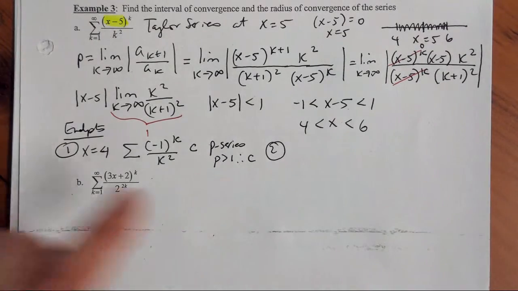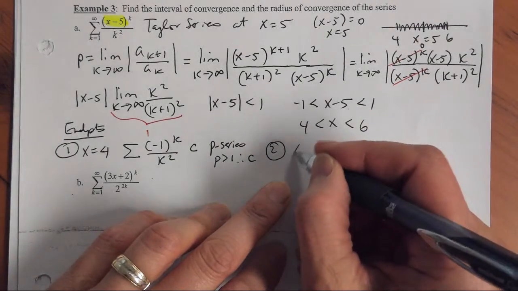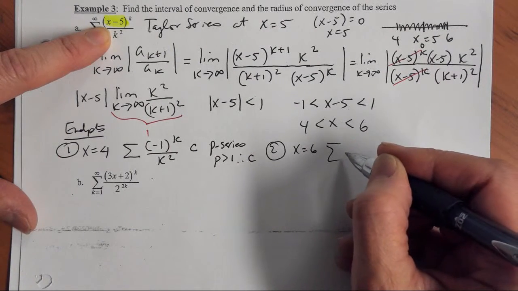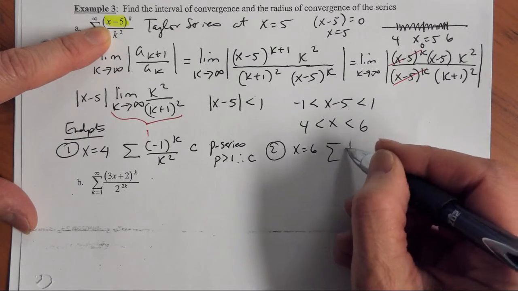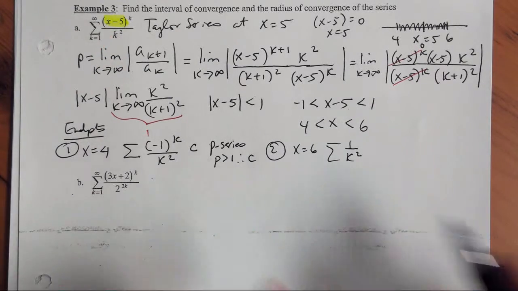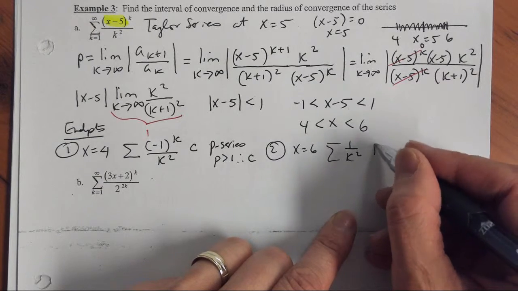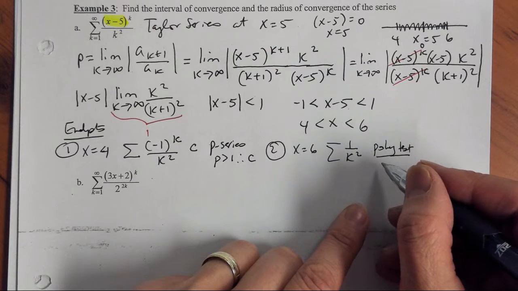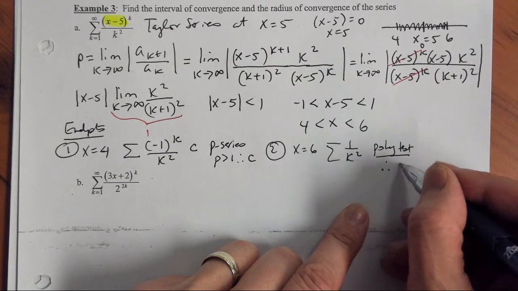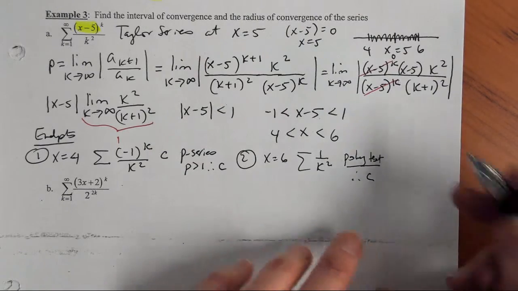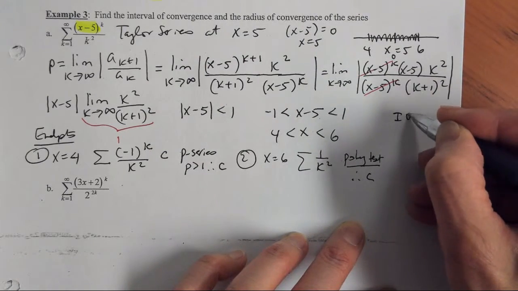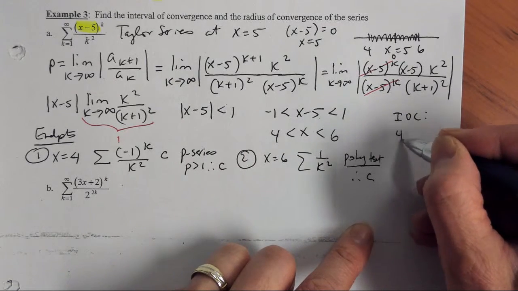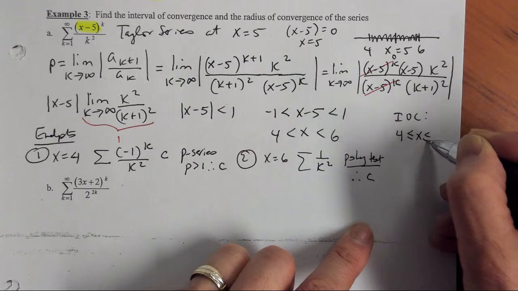And then the second part of this would be where x is equal to 6. If you put in 6, the alternator just goes away. So it's just going to be 1 over k squared, and that's pretty much what we have here. So this is also the p-series test, or you could use the same one on that. So then that also converges. All right, so now my conclusion, I'll write it up here. The interval of convergence would be, including the endpoints, 4 less than or equal to x is less than or equal to 6.